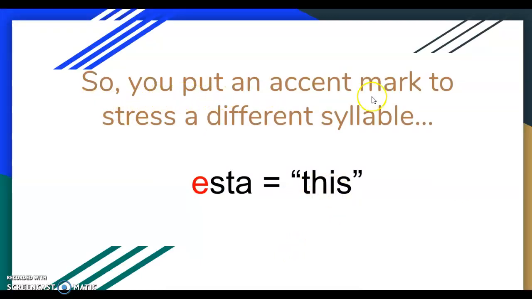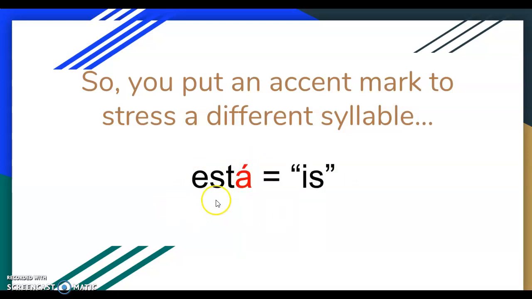So you put an accent mark or a tilde if you want to stress a different syllable. For example, esta, it's on the second to the last syllable. Esta means this in Spanish. But if I want to say está, which means is, like como está usted, I have to mark it with a tilde.